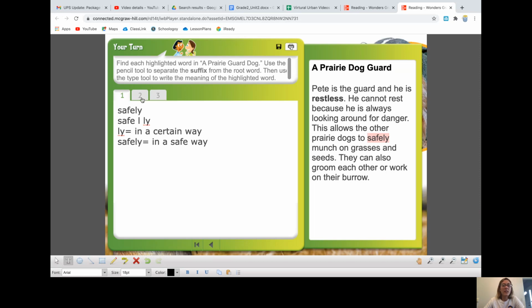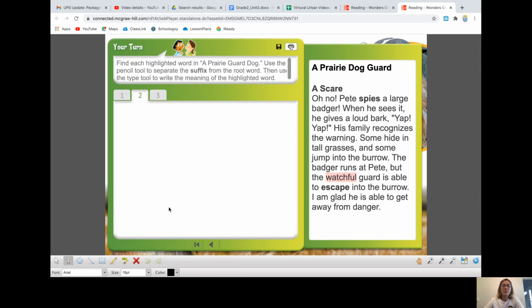All right. Let's read another passage. Here we go. You guys are going to do this one on your own. Ready? A scare. Oh no, Pete spies a large badger. When he sees it, he gives a loud bark. Yap, yap. His family recognizes the warning. Some hide in tall grasses, and some jump into the burrow. The badger runs at Pete, but the watchful guard is able to escape into the burrow. I'm glad he is able to get away from danger.